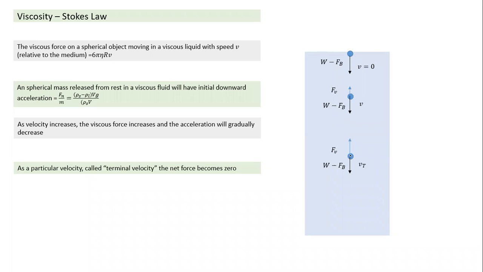And what we find at terminal velocity is that this downward force, the effective weight, is equal and opposite to the viscous force. Here the net force has become zero. If the net force has become zero, what will happen to velocity? If the net force is zero, velocity will remain constant.